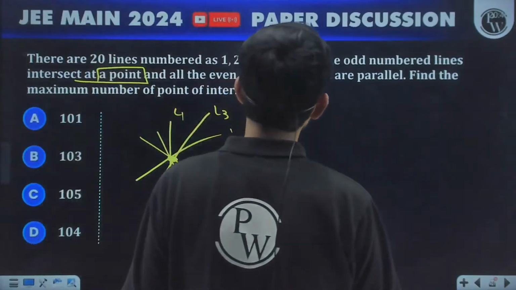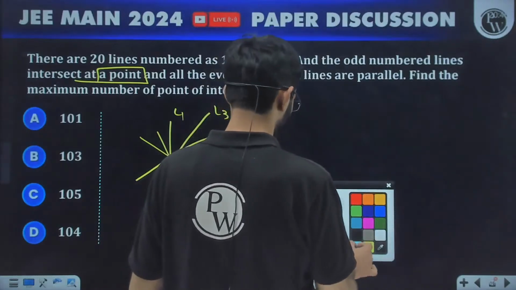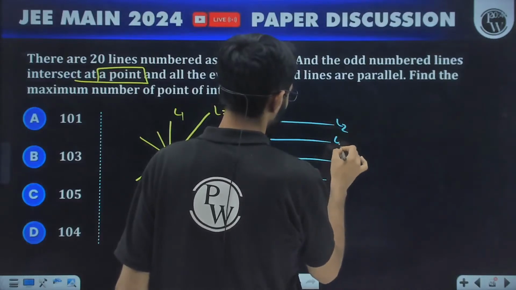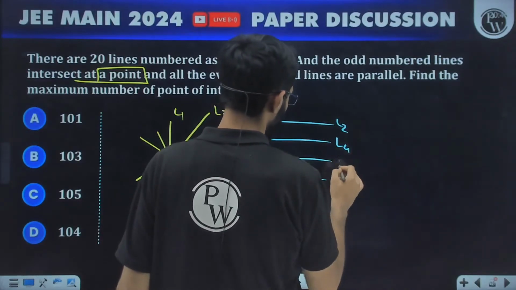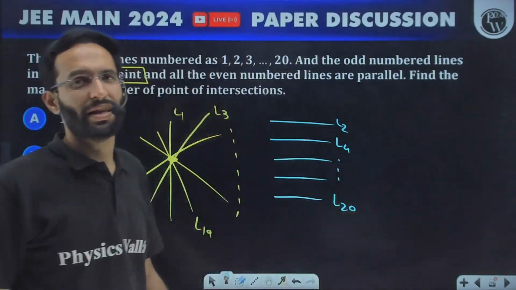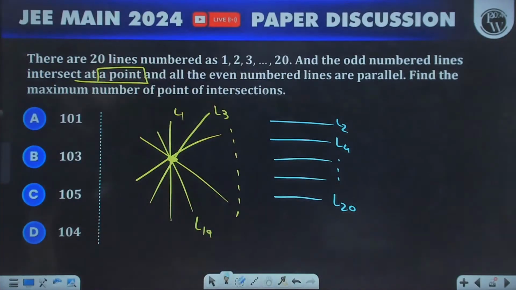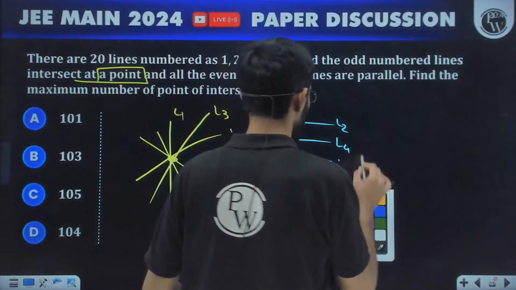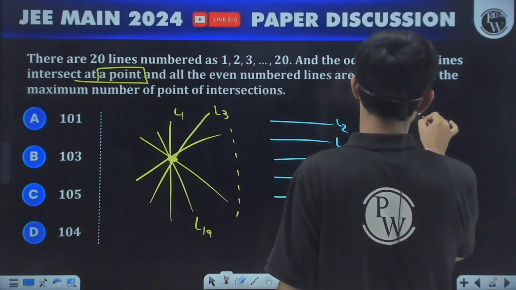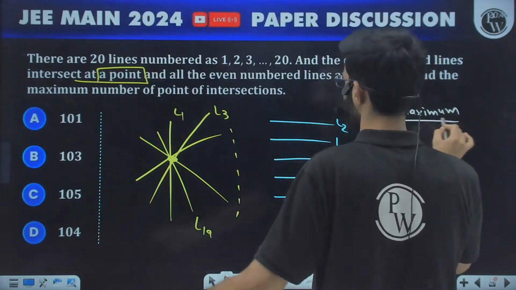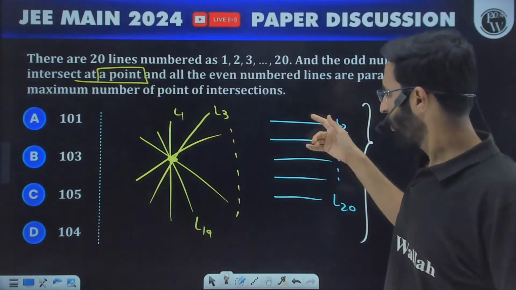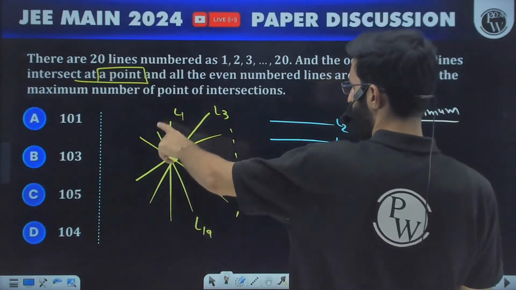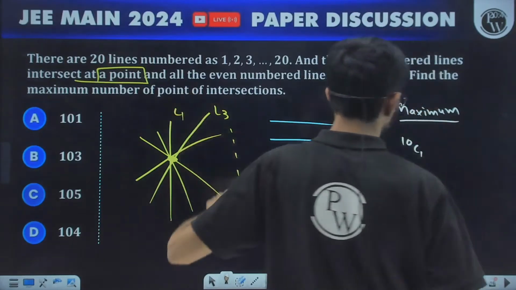Now, all the even numbered lines are parallel. All the even numbered lines are parallel. So like this, L2, L4, such that L20. All these lines are parallel. Now, find the maximum number of points of intersection. So when can we have the maximum points of intersection, understand this carefully. For maximum points of intersection, for each point of intersection, we require two lines. Please give me some response. We are not going to have a point of intersection between these two lines. So for maximum points of intersection, we can choose any one line from these 10 lines. That can be done by 10C1 ways, right?